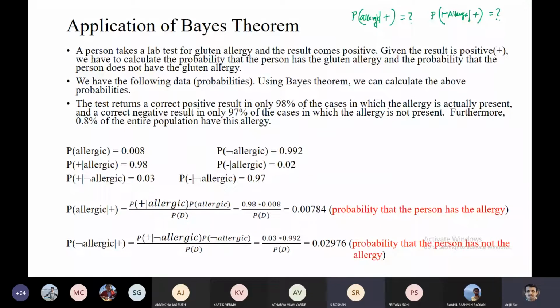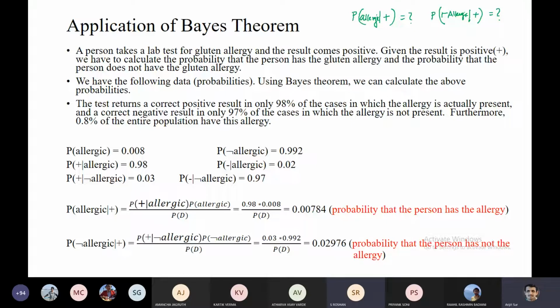Just for example, suppose you take a lab test for COVID. So the result came positive, but how accurate is that positive? RT-PCR is not always a very accurate test. Let's say there is some percent of accuracy. Here also, same thing. So we have the following data. Using the Bayes theorem, we can calculate the above probabilities.